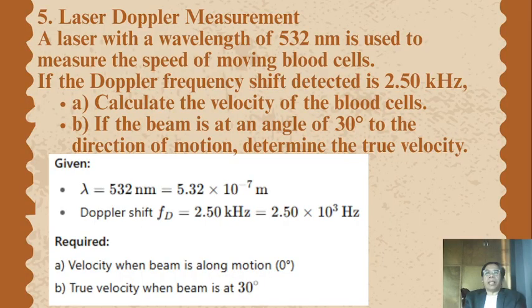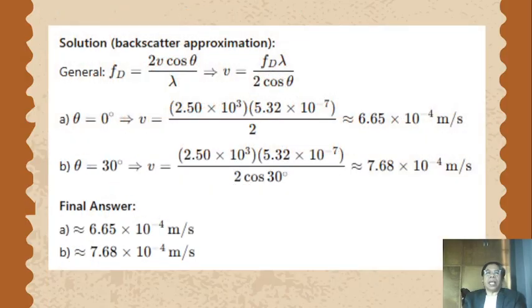So we're given wavelength 532 nanometers, equivalent to 5.32 times 10 raised to negative 7 meter. And the Doppler shift FD is equal to 2.5 kilohertz, and in terms of hertz, that is 2.5 times 10 cubed. Required: velocity when beam is along motion, 0 degrees. Letter B, true velocity when beam is at 30 degrees.